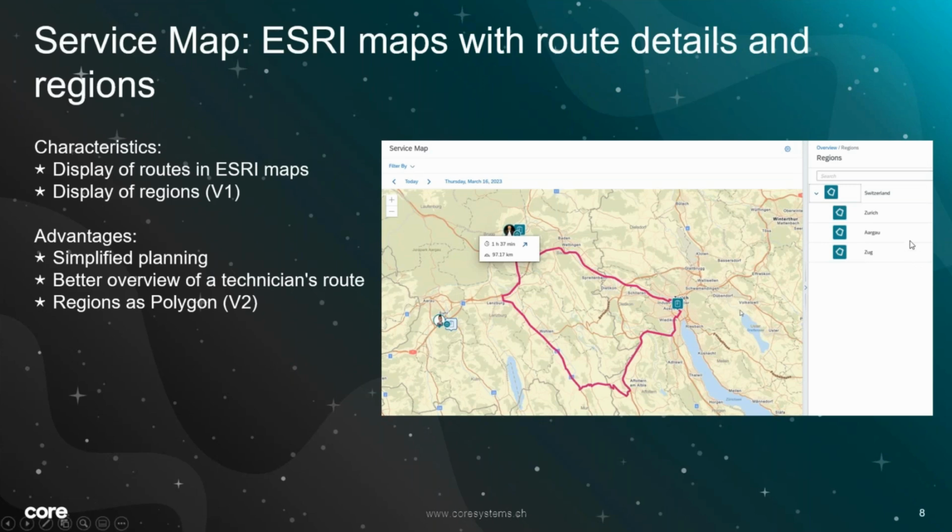On top of that, there is already a list of regions shown, the regions that you have set up in FSM in the planning area. And this is version 1 of the regions feature. Speaking about regions, in version 2, which I think will come with one of the next releases, it will then also be possible to draw a polygon figure on the map and assign it to a region, so that you can have a nice graphical representation of a given region.